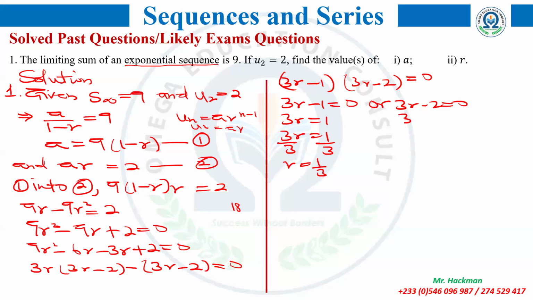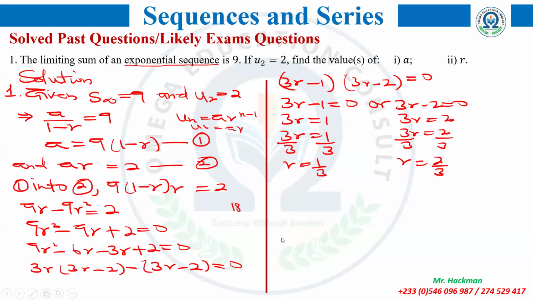Then you come and do the same here. 3R is equal to 2. Write it again before you divide by 3. So you get R to be equal to 2 over 3 here. So we know the value of R. Once we know the value of R, we can predict that of what? The A, and later go and draw our conclusion. Otherwise, someone can write II. All right, therefore, R is equal to 1 over 3 or 2 over 3.